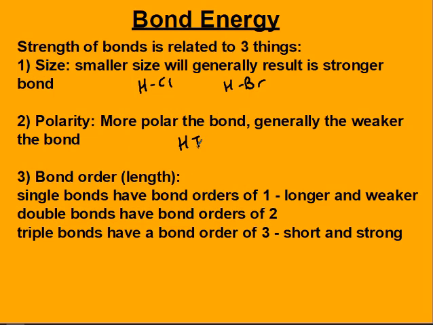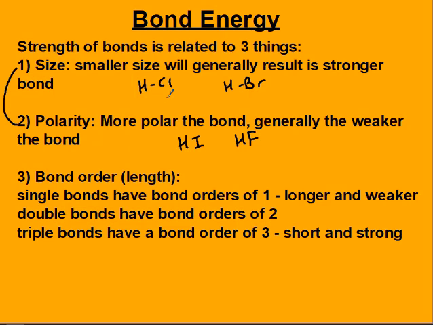So HI versus HF: HI is not as polar as HF is, so HF is generally a weaker bond. We also said that HF, even though it is very polar and should be a weaker bond, has fluorine that is very small, and so that bond is actually pretty strong because fluorine is so tiny. So size and polarity do go hand in hand. You can't just make a blanket statement that because it's polar, it must have a stronger bond, or just because it's smaller, it must be a stronger bond.